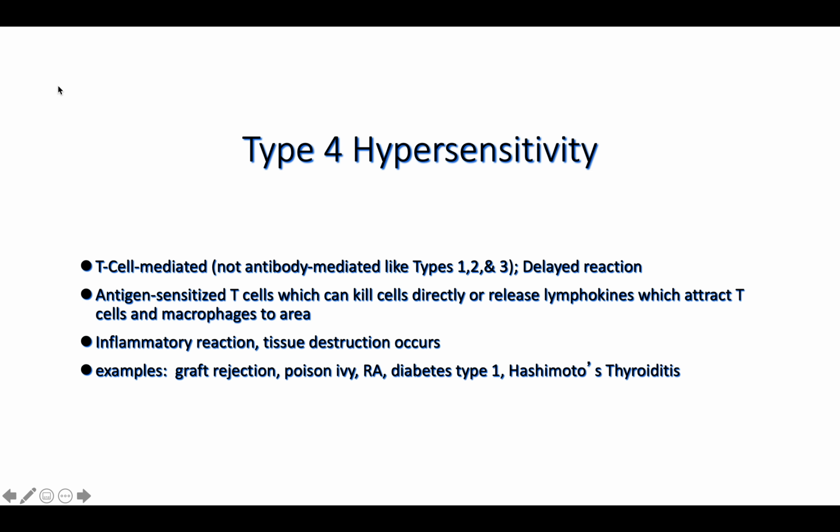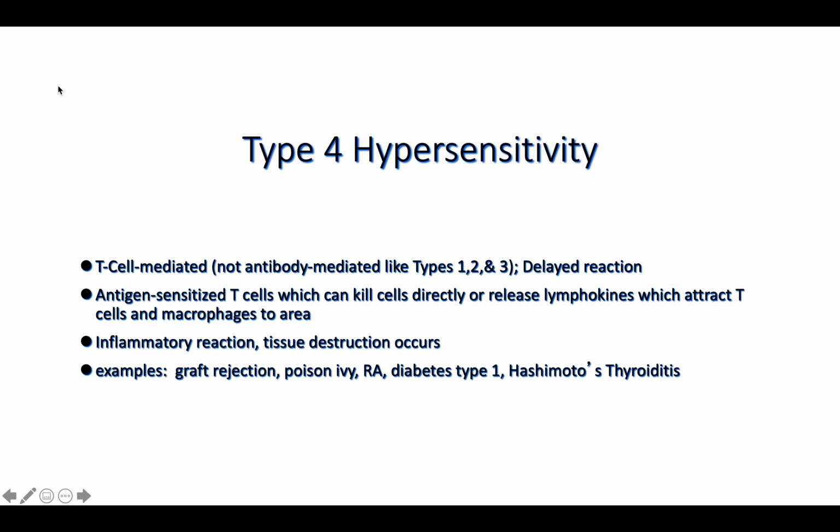You've got an antigen-sensitized T cell which kills directly or releases lymphokines which attract T cells and macrophages to an area, which is then going to give you the inflammatory reaction, and tissue destruction occurs. It's not the inflammatory reaction that we want to see. Like I said, this is over time and too much of a good thing, because we know inflammation is a good thing. It can help us recognize that something's wrong. But over time, if it's happening and it's not supposed to be happening, tissue destruction can occur.